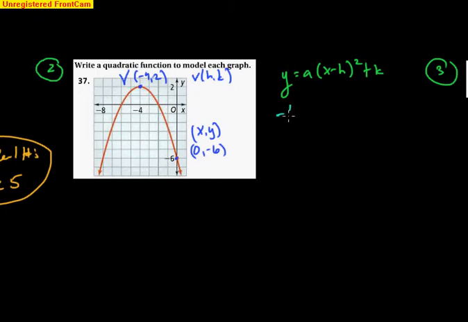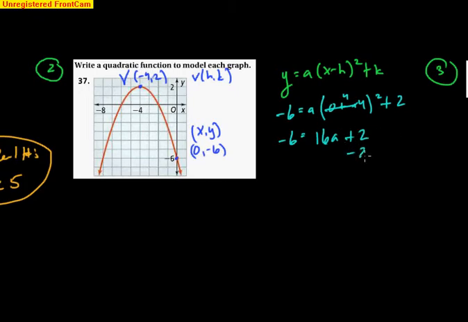Plug them in. Negative 6 equals a, which is the only letter I do not have, times (0 minus negative 4) squared plus 2. Notice what I'm going to do. This turns into plus plus. Negative 6 equals, I'm going to add 0 and 4 and get 4. I'm going to square 4 and get 16 and put that in front of my a. 16a plus 2.